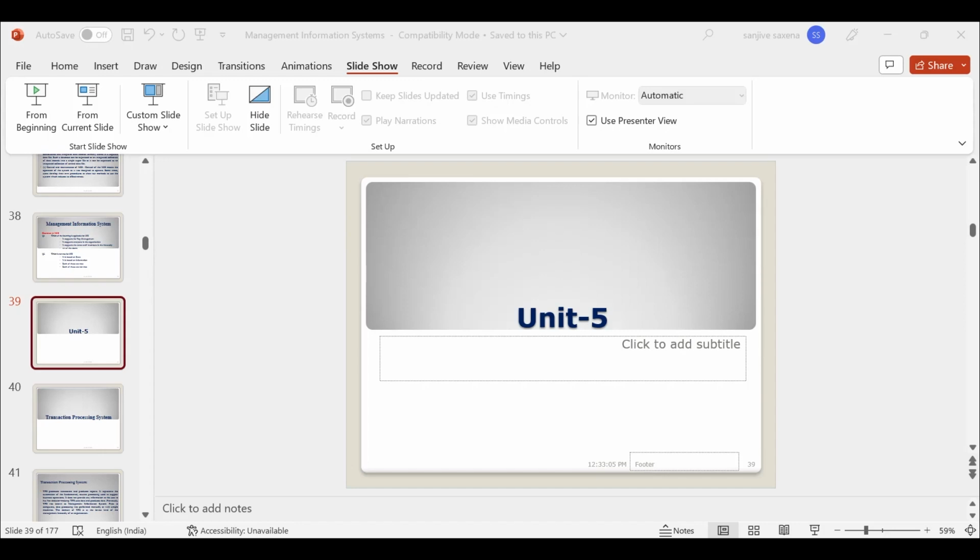Now we will be covering the various types of MIS that are applicable in reality. That means what are the various types that organizations are using in these MIS systems. So one is the transaction processing system.